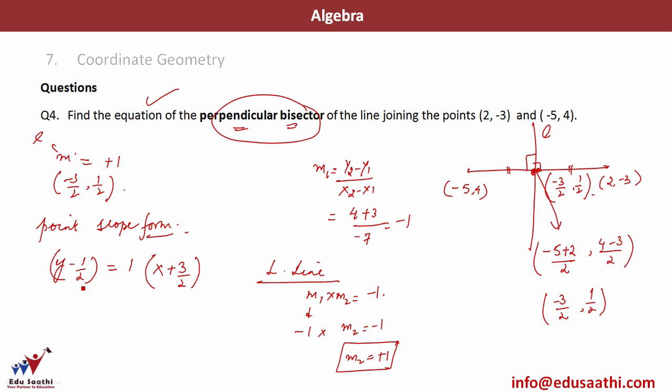You can take the LCM and readjust the terms to get to your answer, or you can just look at the terms like that only. 3/2 plus 1/2, which will be 4/2, which will be 2. So this will be the equation of the line which is perpendicular to the given line.